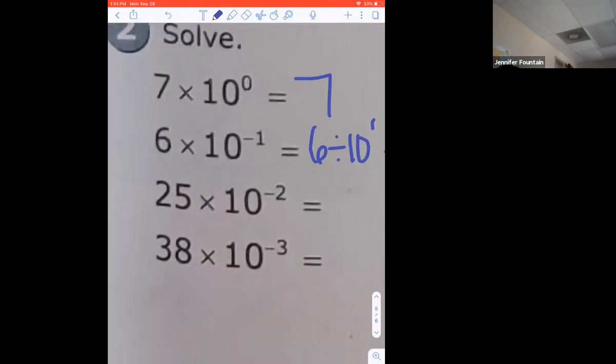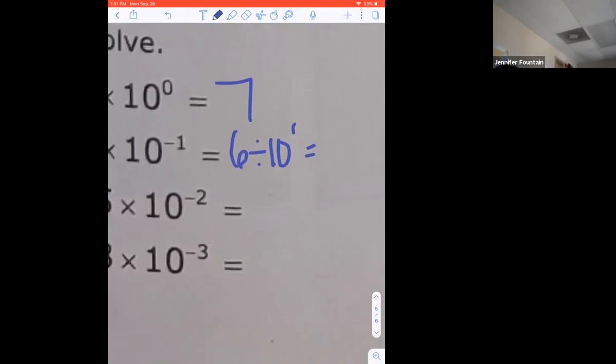I started out with 6 times 10 to the negative first. We said that that was going to be the same as 6 divided by 10 to the first. So when I divide by a positive exponent, my decimal moves to the left. So it would be decimal 6.